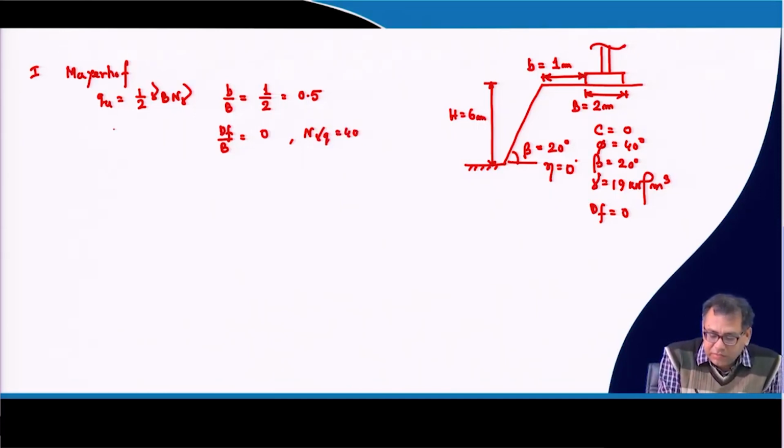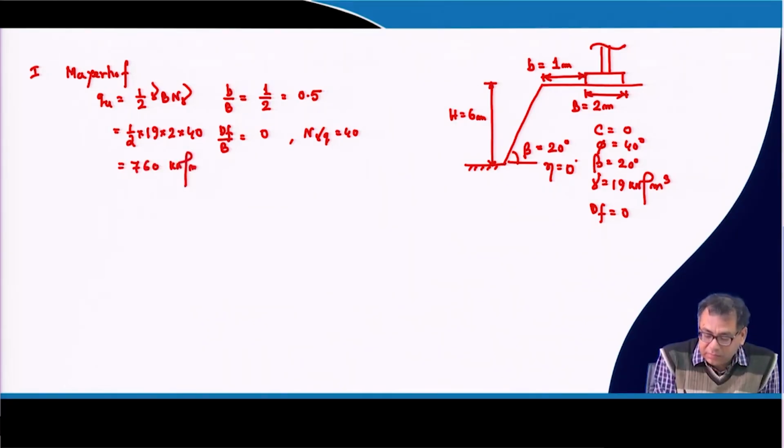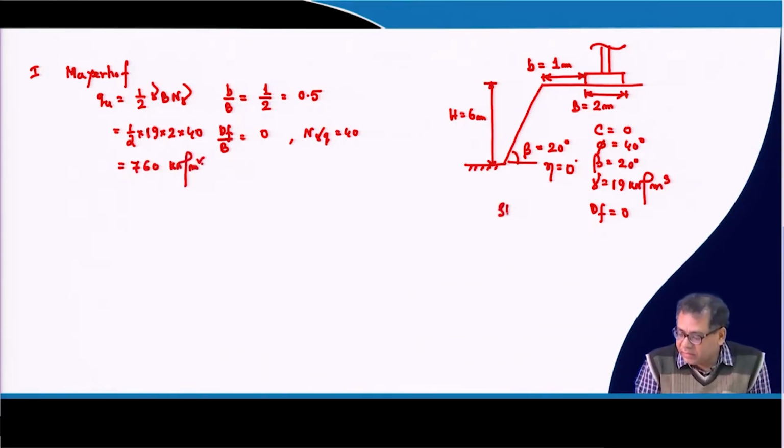Okay. So, qu will be half into 19 into 2 into 40. So, it is 760 kilonewton per meter square, and remember that this is a strip footing.